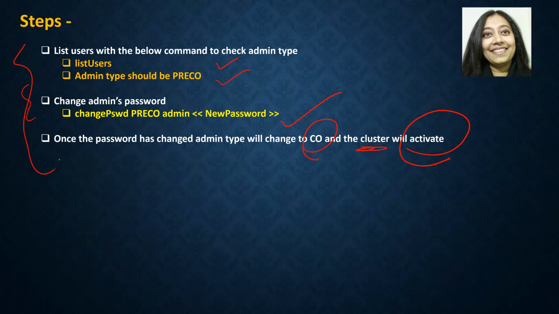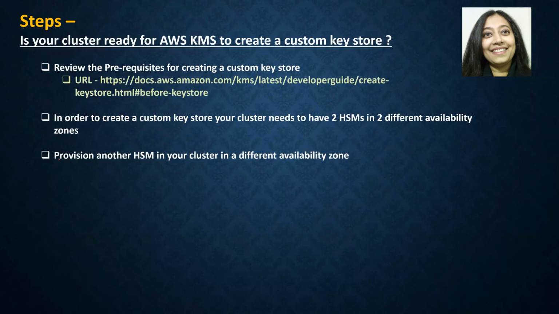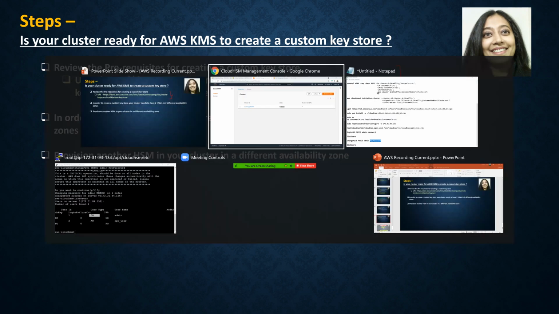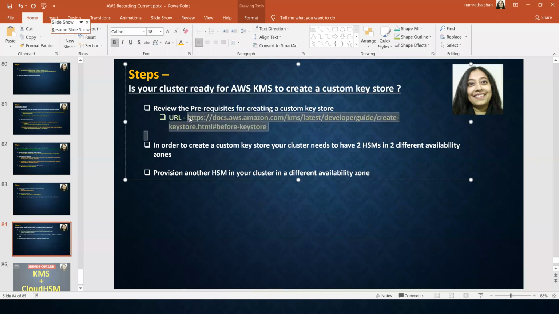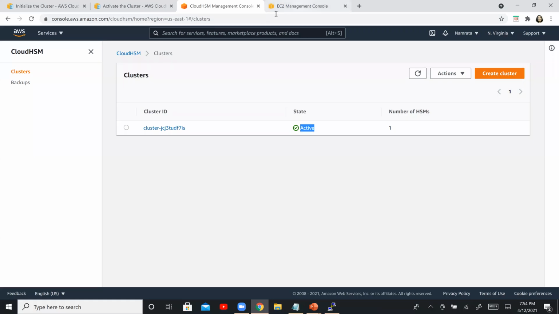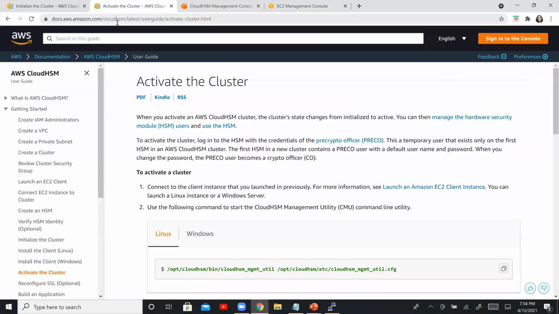Maybe we are ready to hand it over to our team who wants to create a custom key store, or maybe not. Let us see. Now our cluster is ready, but is it really ready for AWS KMS to create a custom key store? Let us review the prerequisites. This is the URL. This was a third reference URL as well, right? I'm basically going to go ahead and copy that. So this is the URL. Open this URL. I'll have this posted in the description as well, right? I'm just going to paste it right there.